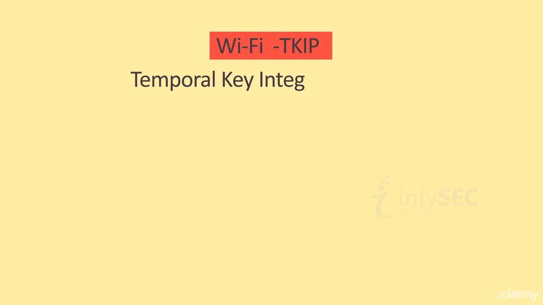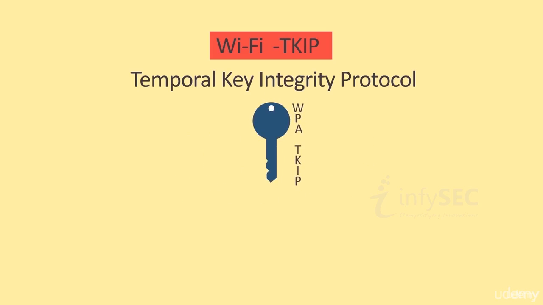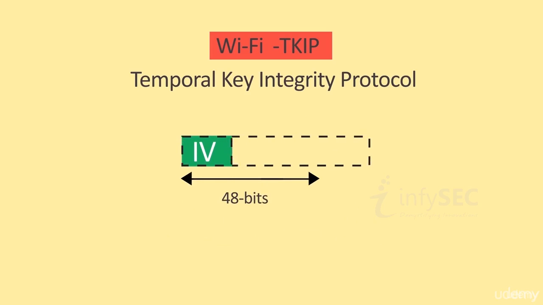The Temporal Key Integrity Protocol enhances WPA by increasing the length of the IV, adding an extra 32 bits to the original 24 bits, accounting to 56 bits, to generate a unique encryption key for each client. However, only 48 bits are used in practice because 1 byte must be thrown away to avoid weak keys.